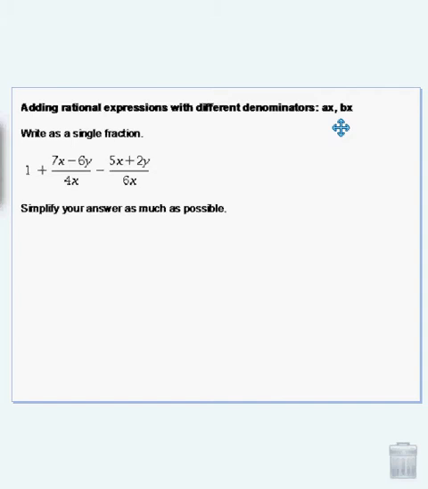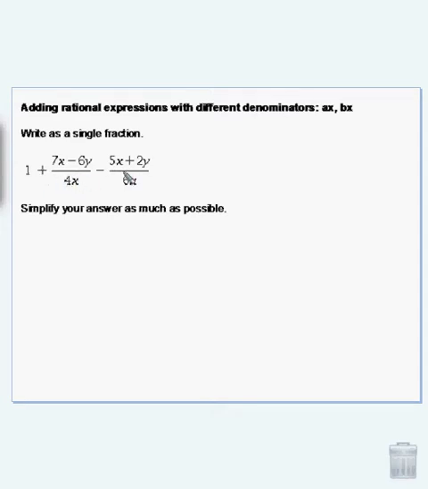So we're dealing now with adding rational expressions with different denominators. In order to add fractions, you have to have a common denominator. Your pieces have to all be the same size. So what we need to do is find our common denominator. Now, our whole number here, 1, has no denominator, so that one's wide open.